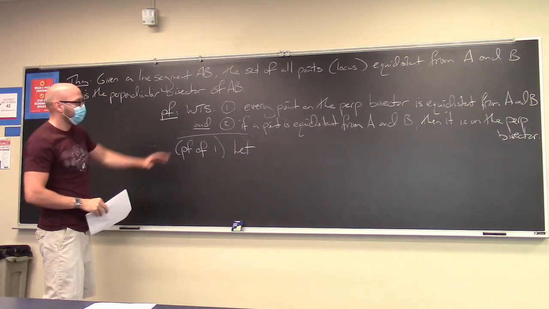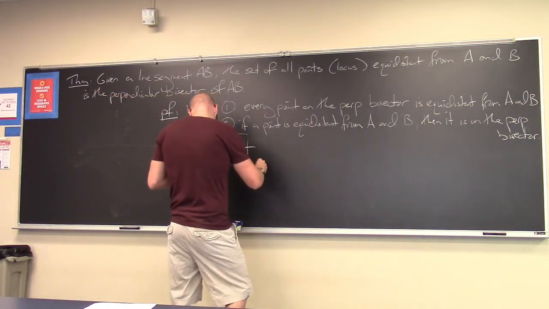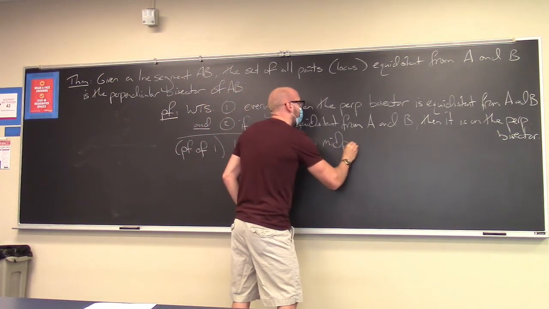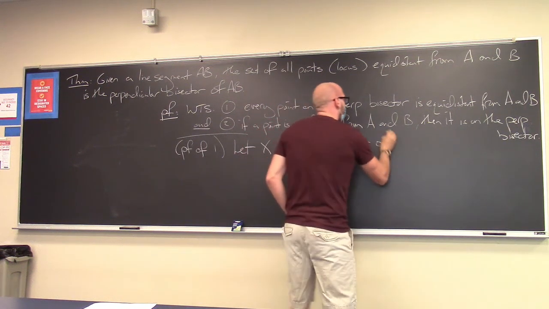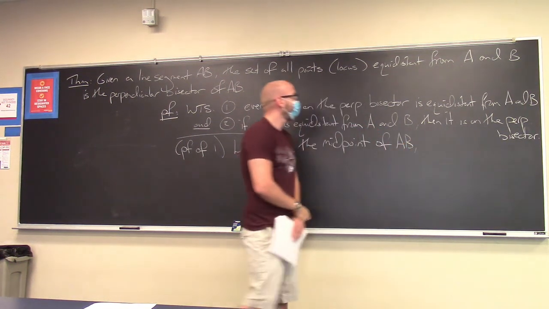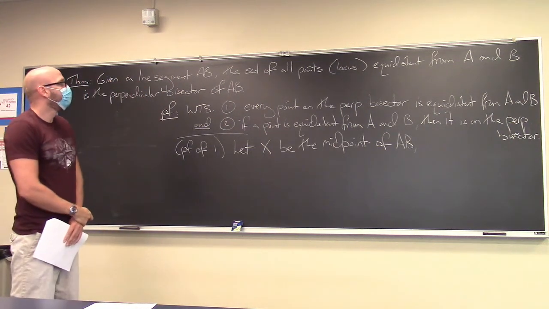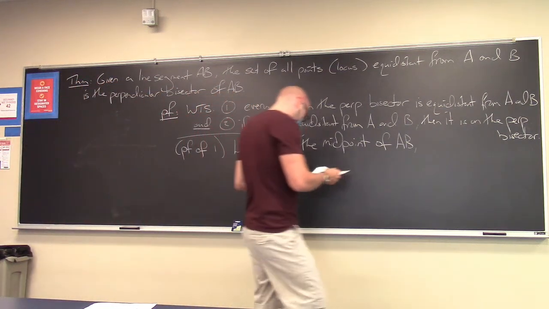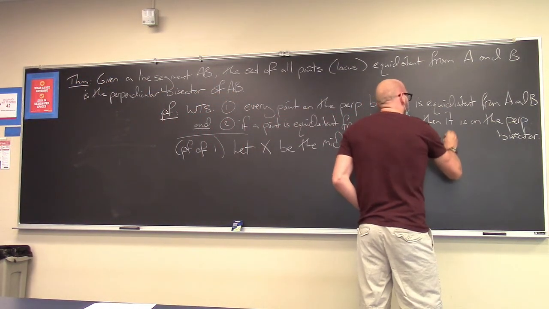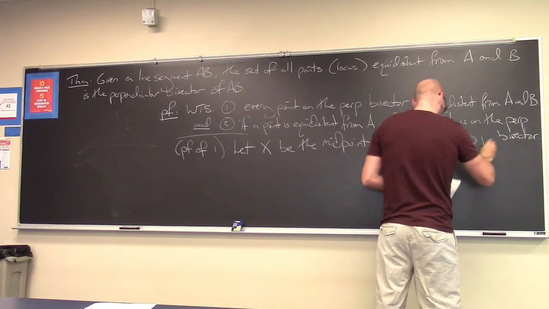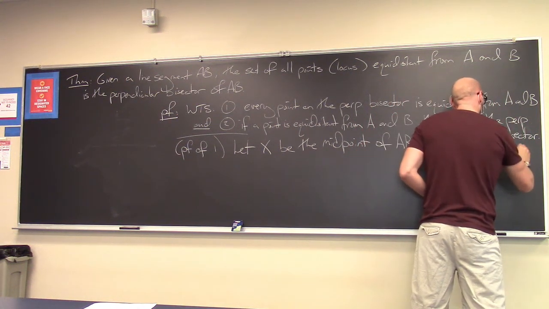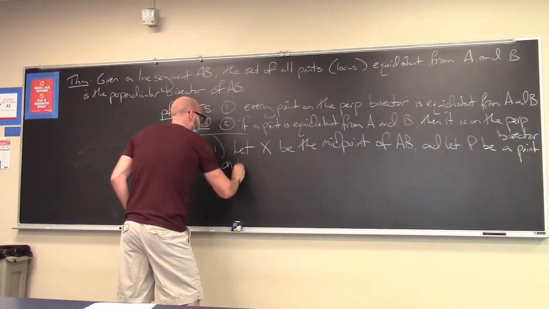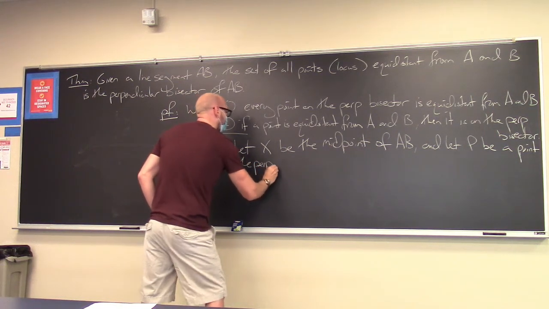So let X be the midpoint, as we had before. Let X be the midpoint of the line segment AB. And let's just let P be some point on the perpendicular bisector. Let P be a point on the perpendicular bisector.